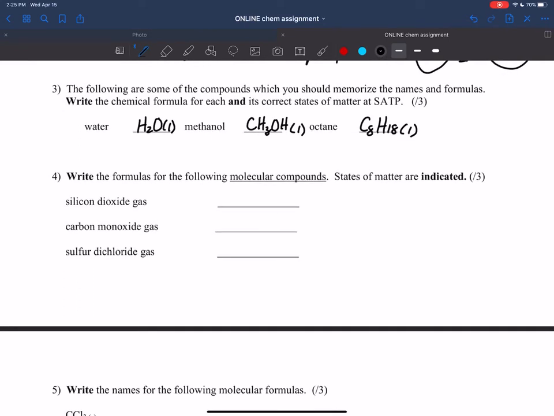Then here we're writing the formula for molecular compounds. Remember that molecular compounds use prefixes. So I have silicon, one of them, but then I have dioxide, so I have 2 of those, and it is a gas, okay? I have carbon, so 1 of those. Monoxide means I only have 1 of those. Sulfur, okay? Dichloride, so again, I have 2 of those, and it is a gas.